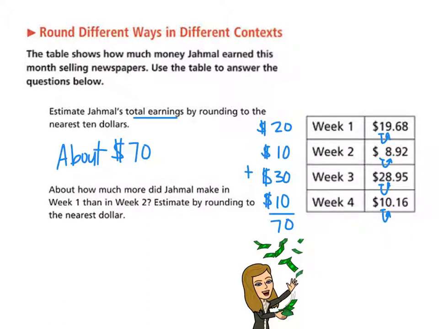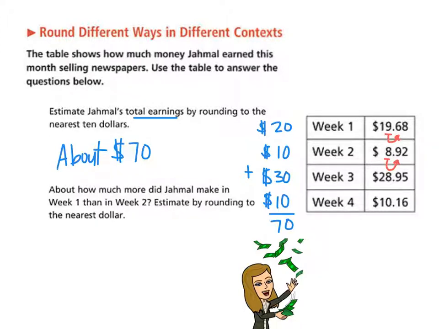The next one says about how much, that's another way to say estimate, about how much more did Jamal make in week 1 than in week 2? Estimate by rounding to the nearest dollar. Okay, so now I'm rounding to a different place, so I need to erase my work from before. So the nearest dollar is the ones place, and I need to look at week 1 and week 2. All right, so first I'm going to round these numbers and then find the difference.